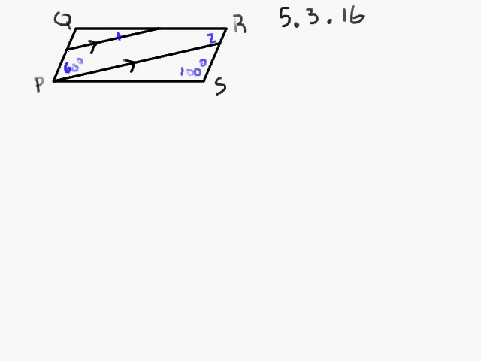Today we're taking a look at section 5.3. We've got number 16 pulled up here. What we're looking for are the measures of the unknown angles here, 1 and 2. There are a lot of ways to do this because we know PQRS is a parallelogram.